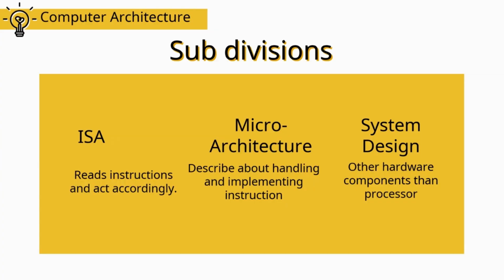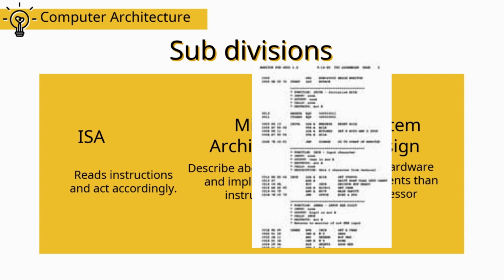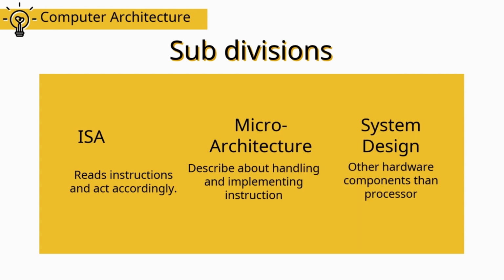Now the computer architecture has three subdivisions. One is the instruction set architecture. This is a chunk of assembly codes, or you can also say machine codes. The instruction set architecture helps in reading those instructions and then acting accordingly. It reads all the assembly code and then performs line by line according to that.